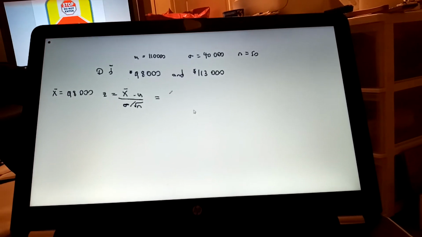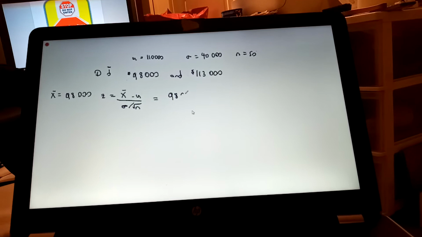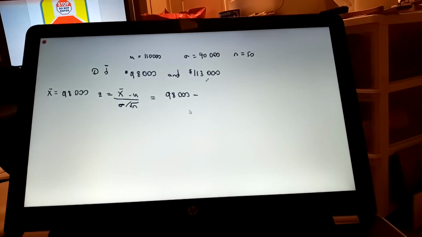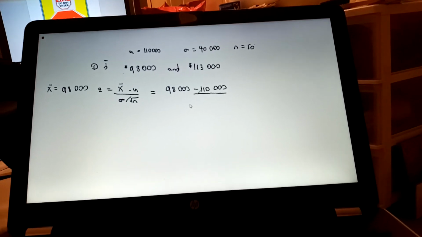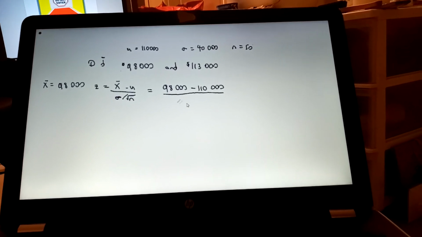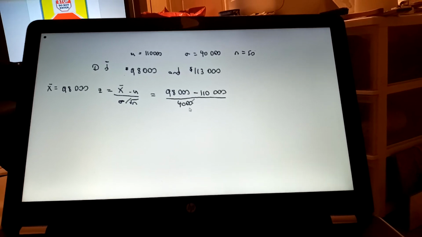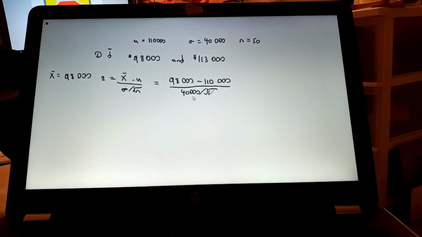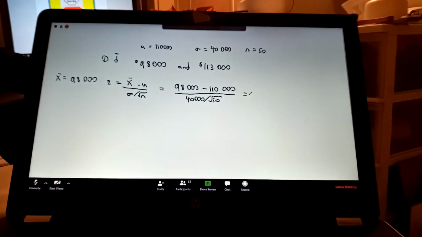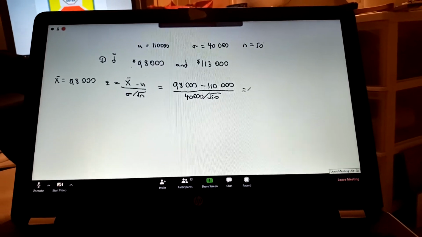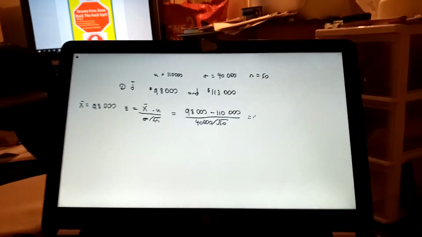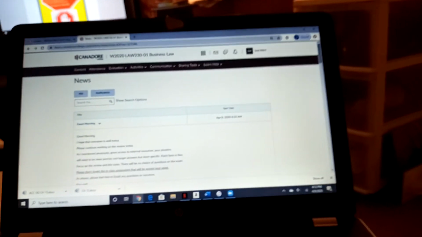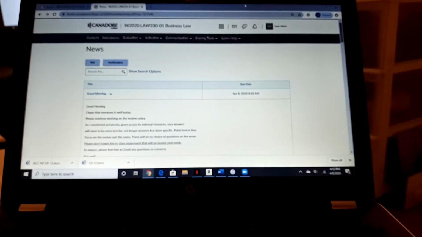So for the first one, let's do 98,000 minus 110,000 divided by 40,000 over the square root of 50. Now you can kind of anticipate what this is going to look like, because 98,000 is below the average of 110,000, so it'll be a negative z-score. And it'll be a pretty large negative z-score because it's pretty far below the average.